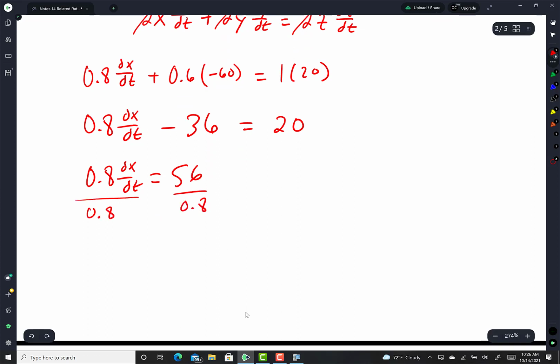Oh, now I'm going to need my calculator. dx/dt is, let's see, 70. Oh, it's going pretty fast. I was expecting them to go faster, but that's fine.